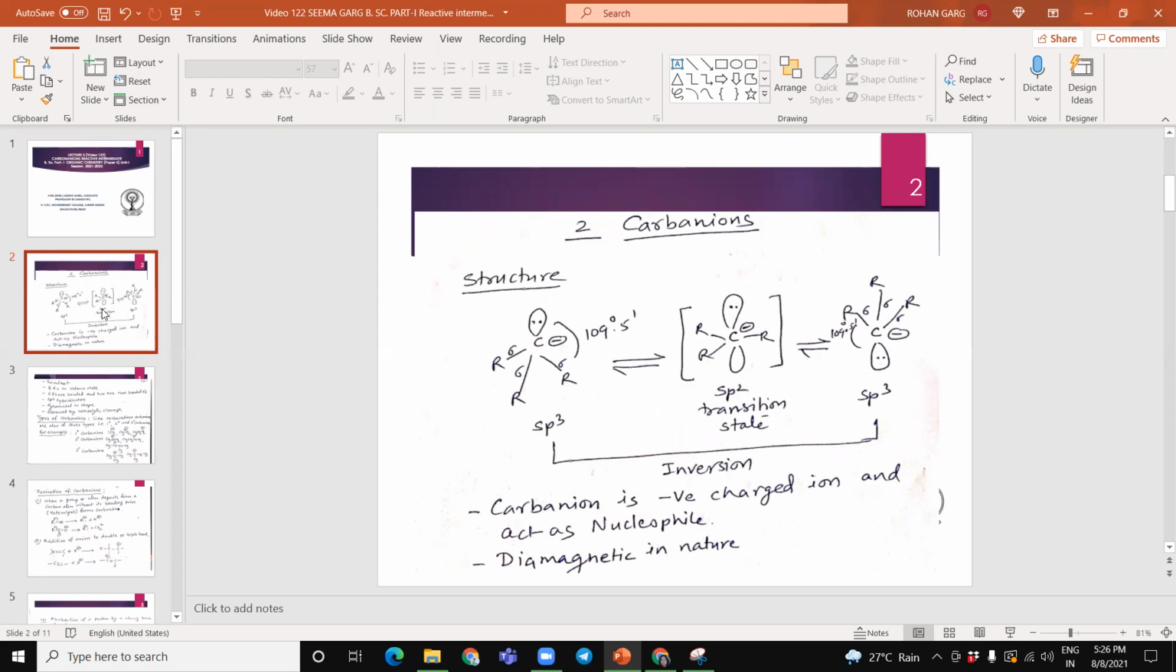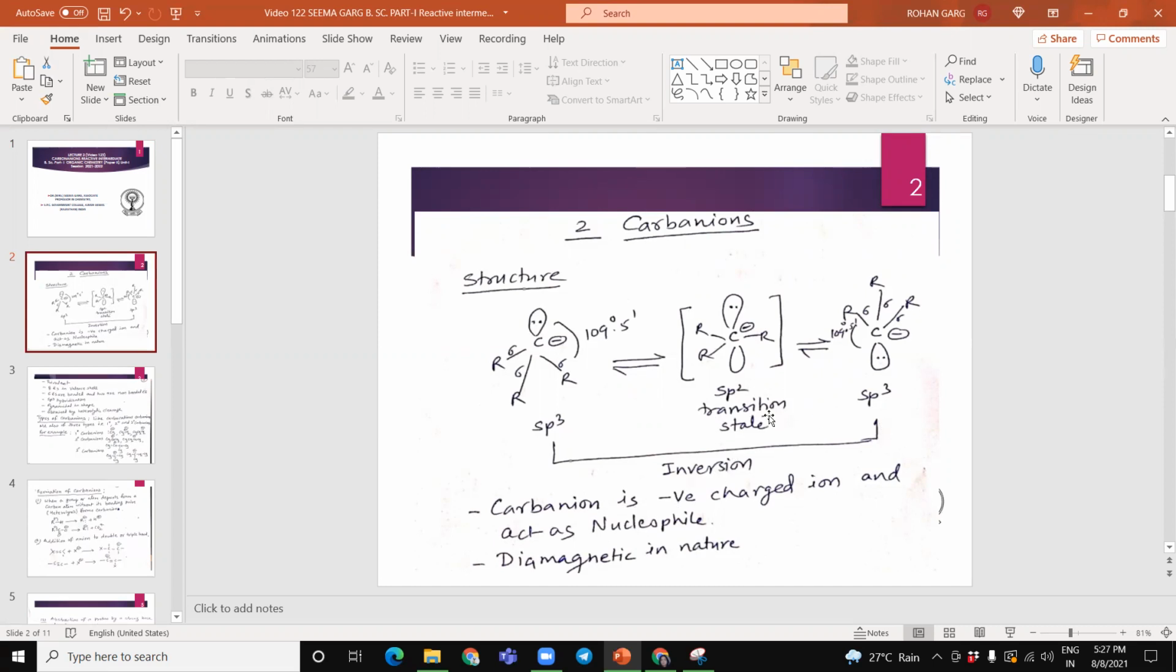Carbanions. This is the structure of carbanions. See here. It is diamagnetic in nature. It is a nucleophile. It has a negative charge and acts as a nucleophile.